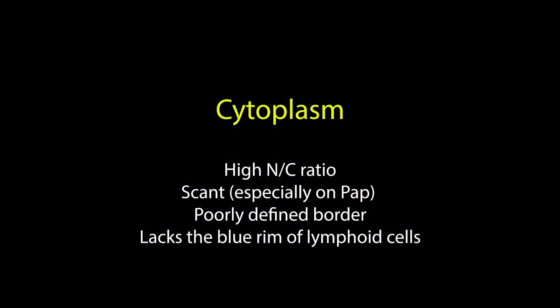Cytoplasm is usually very sparse in neuroendocrine tumours, particularly the poorly differentiated ones. So they have a very high NC ratio. Cytoplasm is very hard to see on a Pap stain especially, and so it produces a very indistinct, poorly defined edge to the cell. Generally speaking, they don't have as well defined cytoplasm as lymphocytes, and they don't have that nice crescent of blue cytoplasm that you would normally see in a Giemsa stain slide of lymphoma.